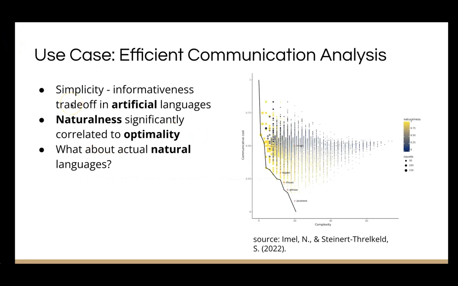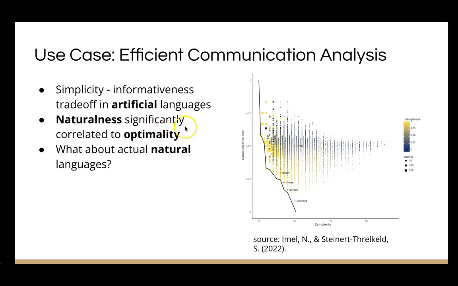So now we finished talking about the dataset. What are some use cases? So the other 2 authors of this paper, Nathaniel and Shane, actually did an efficient communication analysis on artificial languages of modals, and they found out naturalness significantly correlated to the optimality. So the question now is, what about actual natural languages?